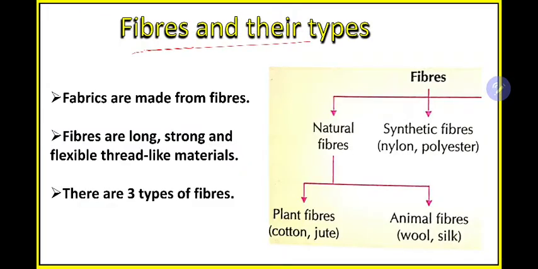Fibers and their types. What are fibers? In our everyday life, from morning to night, starting from our birth until our death, we use clothes, not only for wearing shirt and pant, but for different purposes. For example, for sleeping we need a bed, in bed we have a bed sheet, in our house we have a table cover, then our door covers, different things we have. So we use clothes from birth to death.